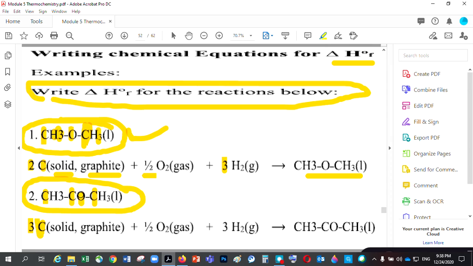How many oxygens do I have? I have one. Oxygen is a molecule, so I put half, multiplied by two, giving me one oxygen. How many hydrogens? Six. Two multiplied by three makes six, and that gives me dimethyl ketone, or acetone, or 2-propanone.